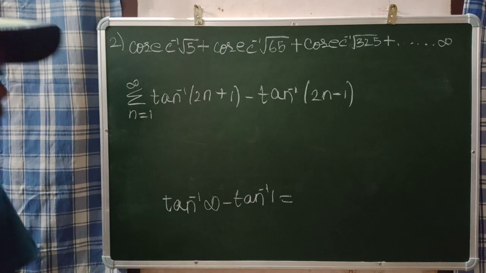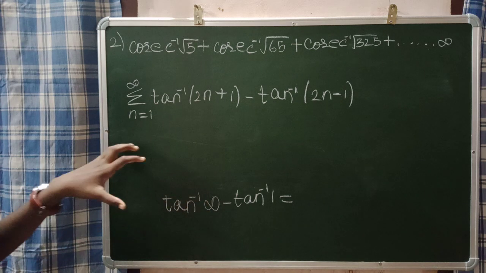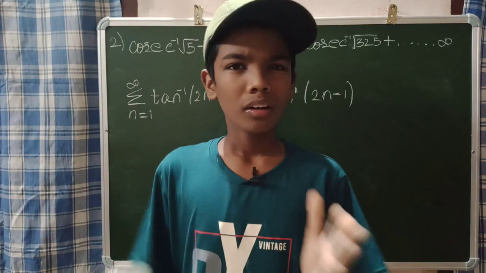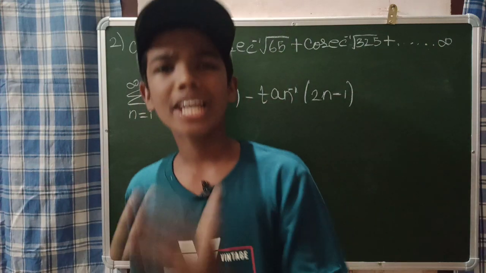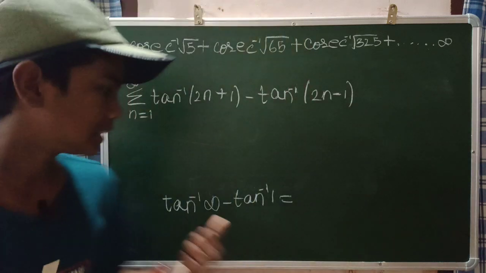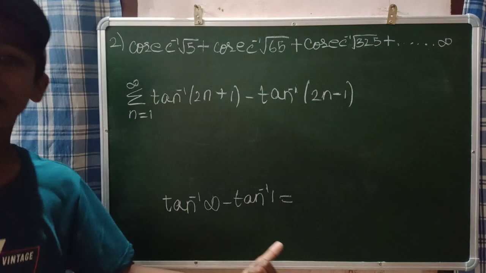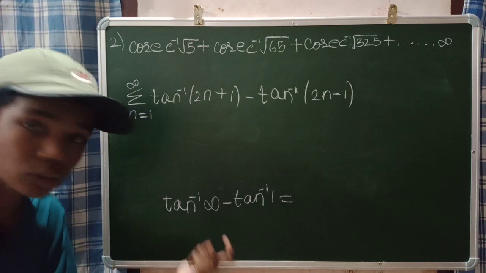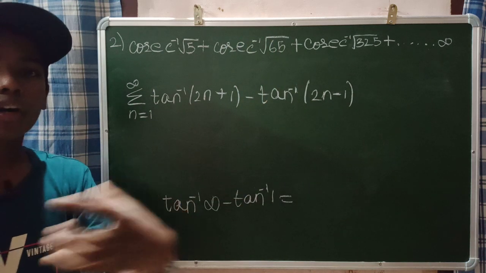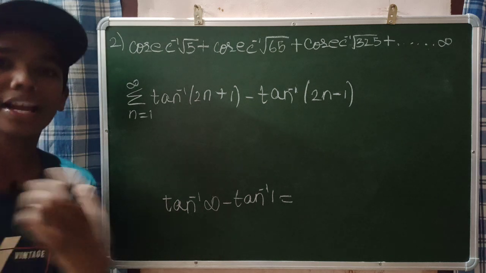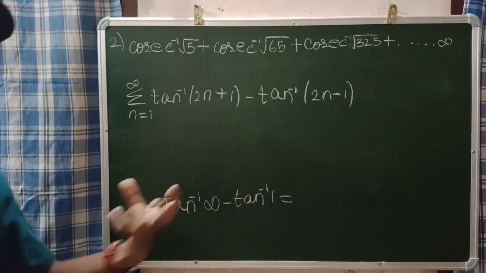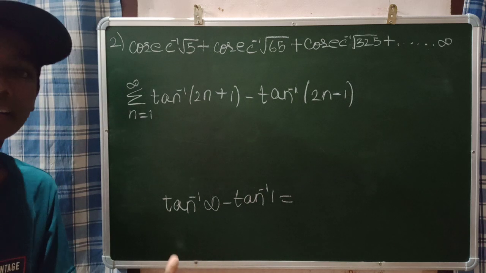So guys, what I am saying is, when you expand the summation, you get many values, and out of that most of the values will be getting cancelled, and you will be left with two values, which are tan inverse of infinity and minus tan inverse of 1. These two values only will remain after cancelling out the other values.